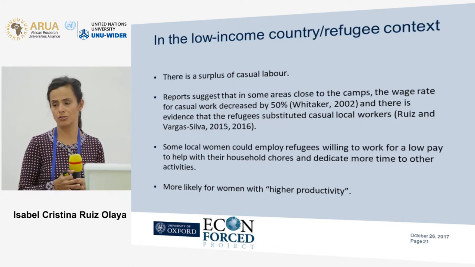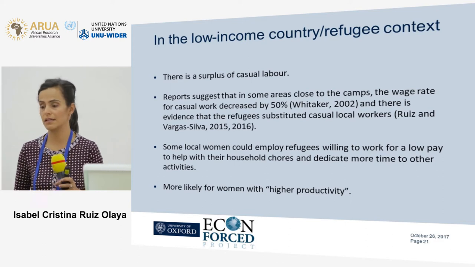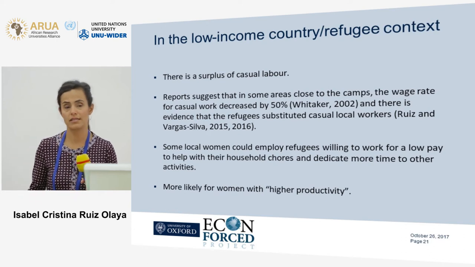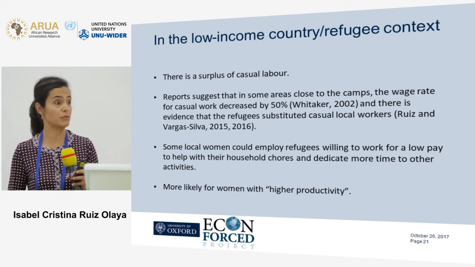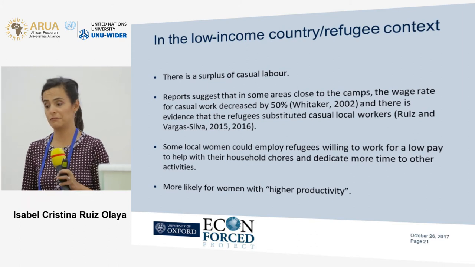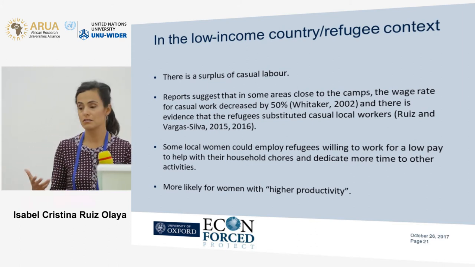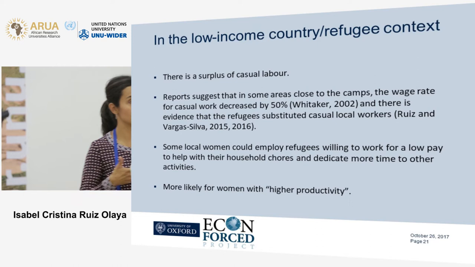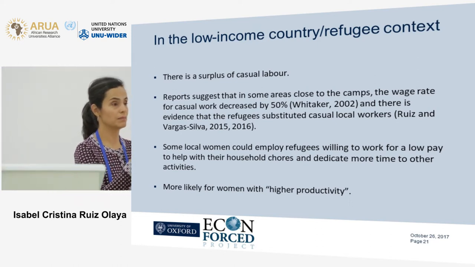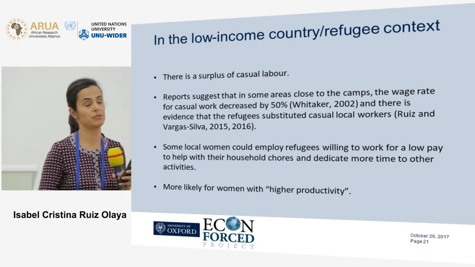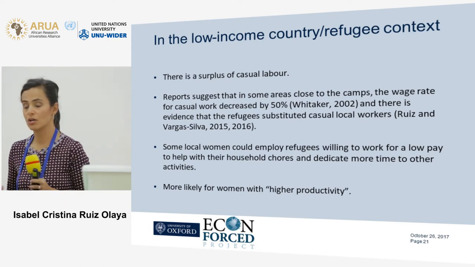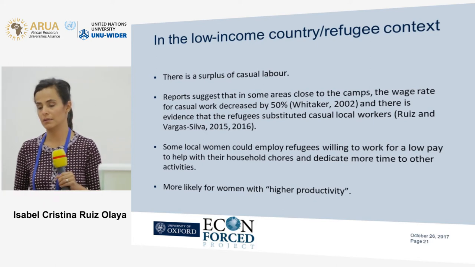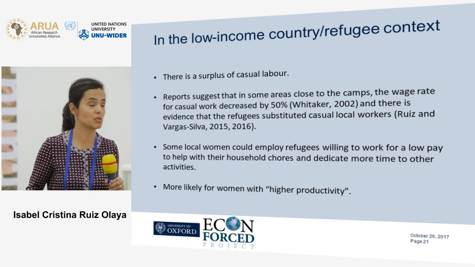From the low-income country perspective or the refugee context, there is a surplus of casual labor, and reports, for example, suggested that in some areas close to the camp, the wage rate for casual work had decreased by 50%, and there was evidence that refugees substituted for local casual workers. So there was some substitution of locals by refugees in the casual sector. Some of the local women then could have employed these refugees, willing to work for low pay, to help with their household chores, dedicating more time to other activities.